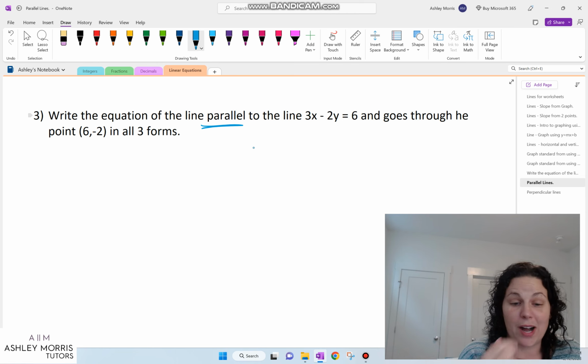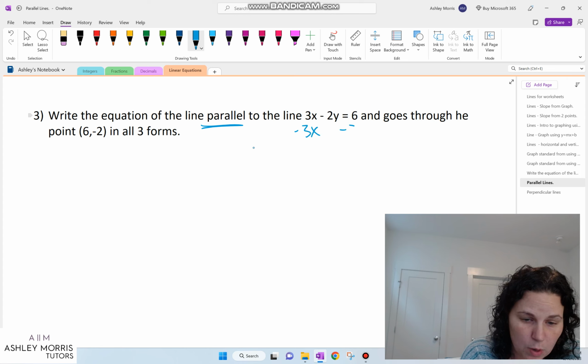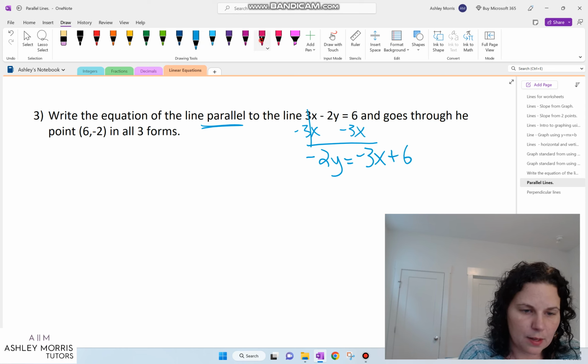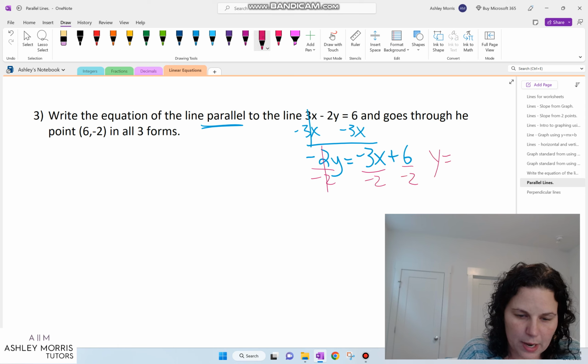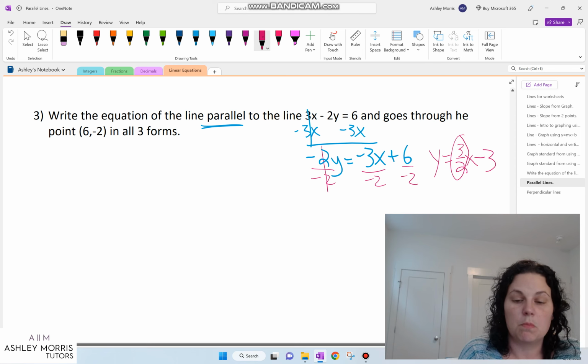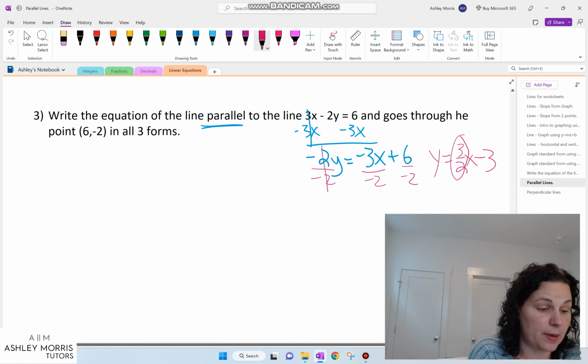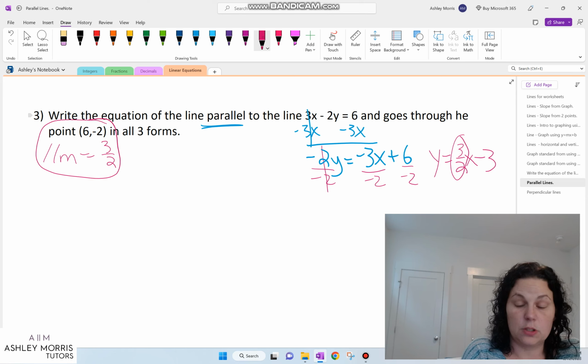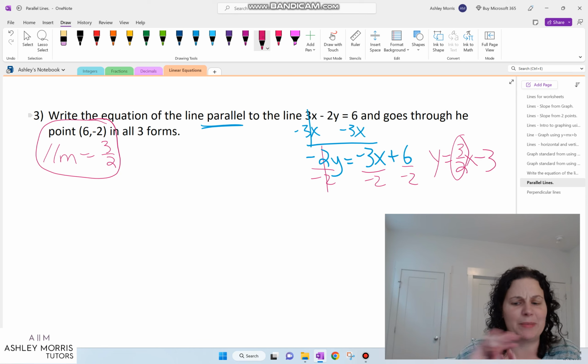I'm going to solve for y. If I solve this for y, I'll have slope-intercept form, like I did up at the top, and then I can just get the slope from that. So that's going to give me y equals 3/2x minus 3. Here's the slope. And it's the same slope that I'm going to use for my other line. The parallel slope is 3/2. Now I'm going to use this information to write my equation. I'm done with that other line. Ignore it. I got my slope. I'm done with it.